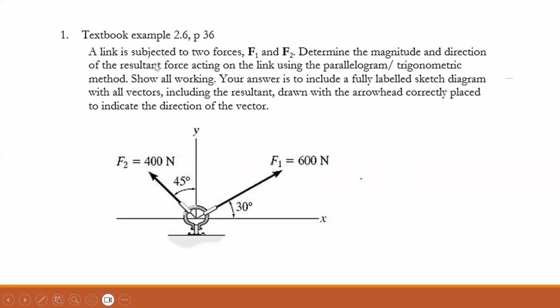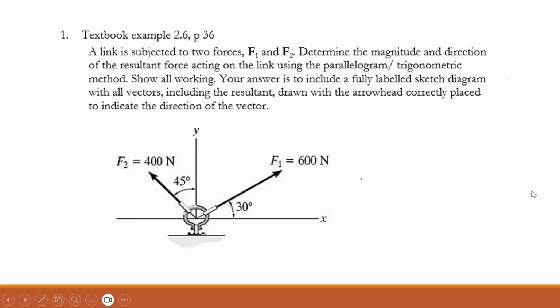A link is subjected to two forces, F1 and F2. Determine the magnitude and the direction of the resultant force acting on the link using the parallelogram theorem method. So that means vector diagram. We need to use the vector diagram or trigonometric method. Otherwise, the other method that we learned is the component method. They are asking you to use the vector diagram method, drawing the triangle. So show all workings. Your answer includes full labels.